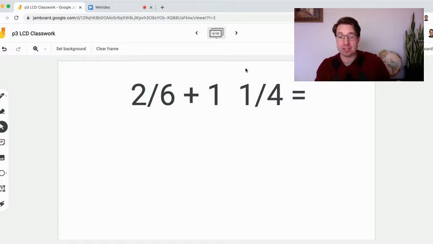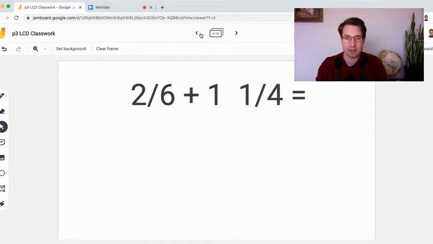Next one, 2/6 plus 1 and 1/4. If I have a mixed number like that, I can always change it into an improper fraction. Sometimes that will make it easier, but in this one, I don't think it would. So I'm going to leave it a mixed number. All right, so 6 and 4. Go ahead and you can solve this one on your own. You can pause.